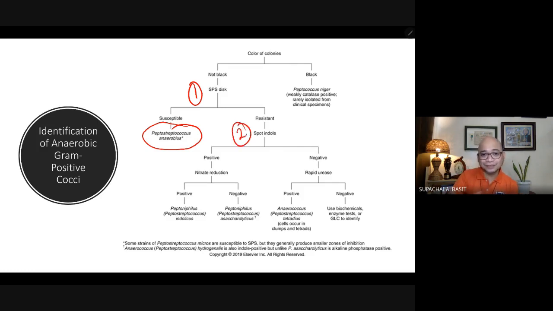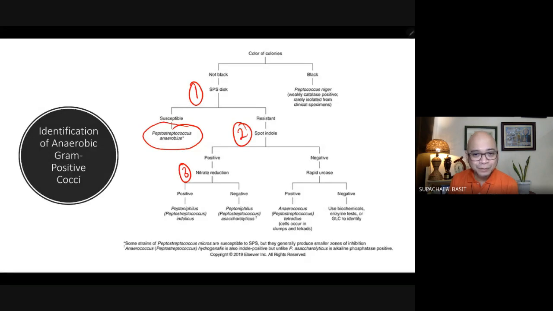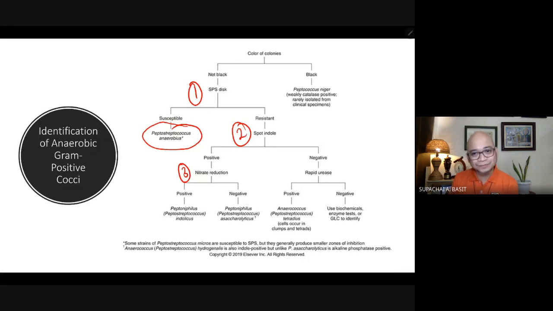If it's positive, you have to do the third test, which is the nitrate reduction. So if it's positive, you are dealing with Peptoniphilus, formerly known as Peptostreptococcus indolicus. That's why it's positive for indole. And then if it's negative for nitrate reduction, then you're dealing with Peptoniphilus, formerly known as Peptostreptococcus asaccharolyticus. But if it's negative for spot indole, the third test that you need to do for this particular level would be the rapid urease test.